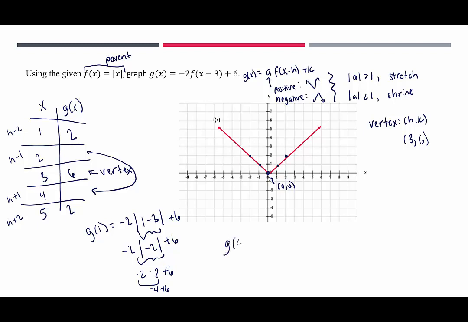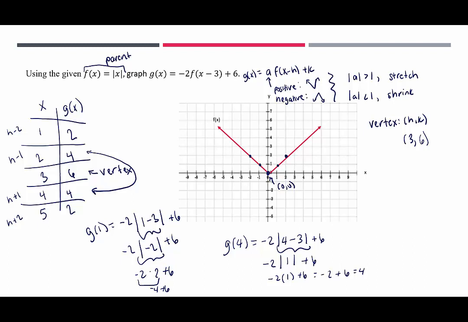So if I plug in g of 4, I get negative 2 times the absolute value of 4 minus 3 plus 6. Order of operations says 4 minus 3 first because it's inside a grouping symbol. 4 minus 3 is 1. The absolute value of 1 is 1. 1 times negative 2 is negative 2. And negative 2 plus 6 is positive 4. So this becomes a 4 and this becomes a 4, right? Because I can use the same output. If I plugged in 2, I would also get that absolute value of 1.